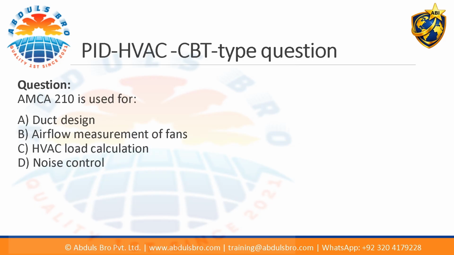Now we discuss a PID HVAC CBT type question. The question is AMCA 210 is used for option A duct design, option B airflow measurement of fans, option C HVAC load calculation, option D noise control. You have to select one correct answer and the correct answer is option B airflow measurement of fans.